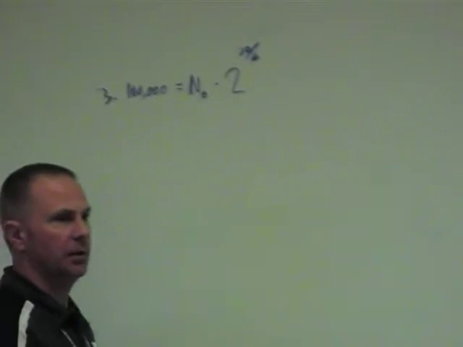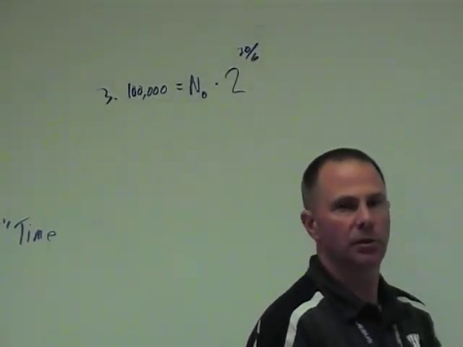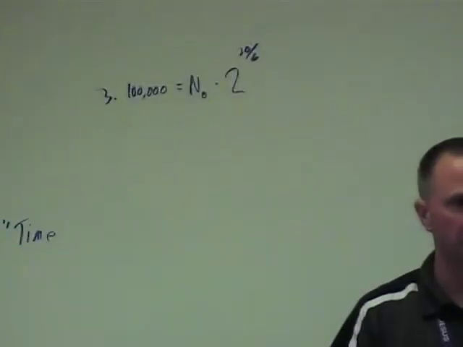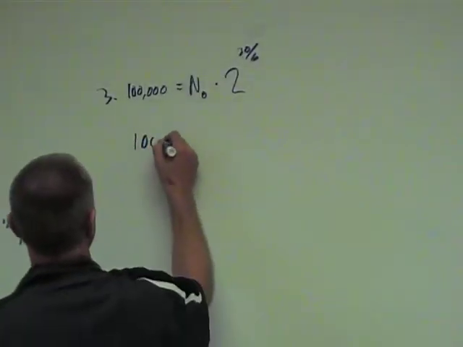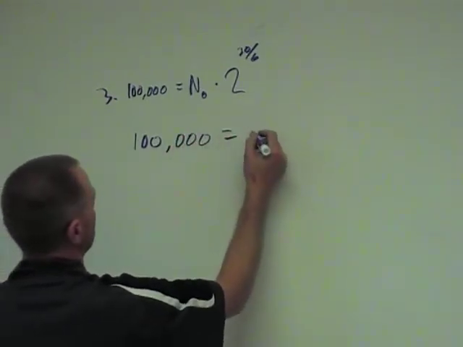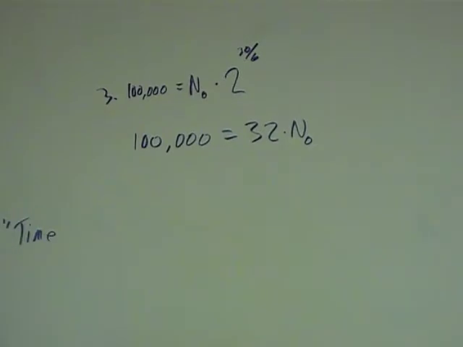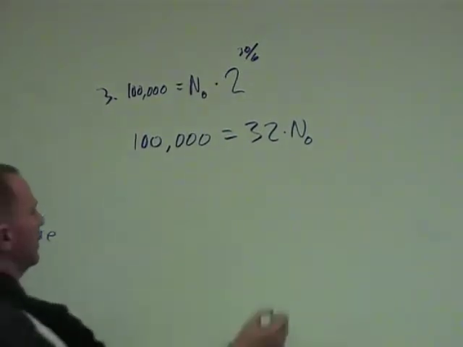We want to do 2 to the 30 over 6. What is 30 over 6? And what is 2 to the 5th? 32. So I have 100,000 equals 32 times the initial population. What am I going to do now? Divide by 32.